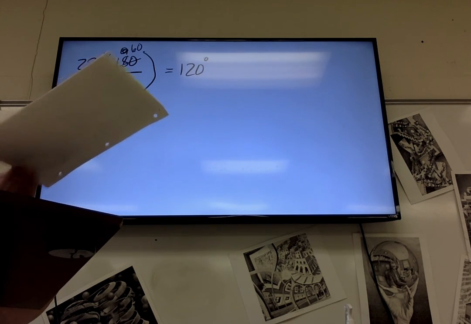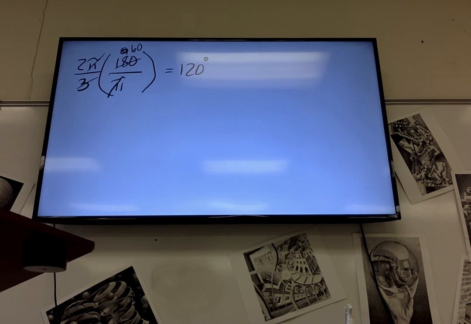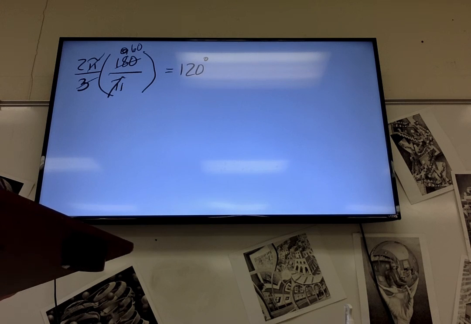First off, we can change 2 pi over 3 into degrees, so it's something we're familiar with. Does anybody remember? 180 over pi. The pi's cancel, and then I cross-canceled. The 3 goes into 180 60 times, so it's 120. That's where that came from. Did I lose anybody?